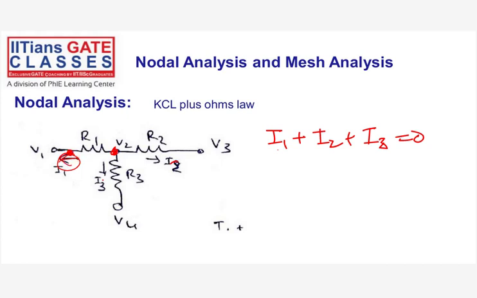So what is the leaving current here? (V2 minus V1) by R1. Understood? This voltage minus this voltage is the voltage across this resistor, so divided by the resistance, you'll get the current I1. So similarly, tell me what is I2?